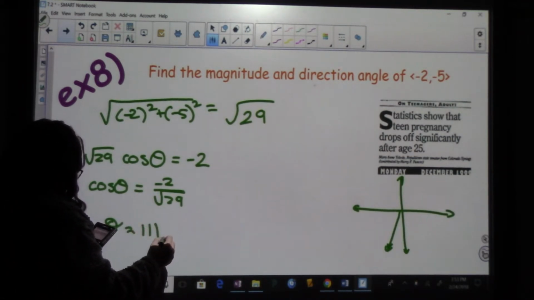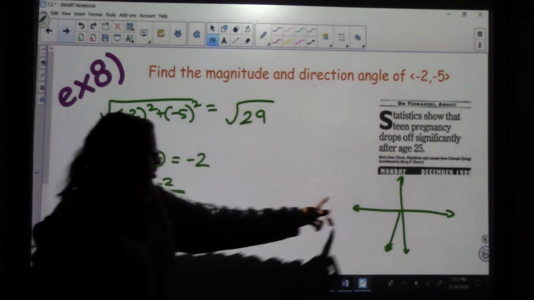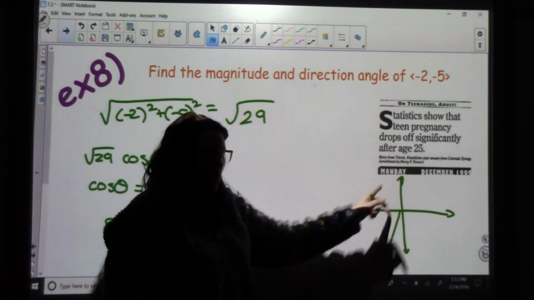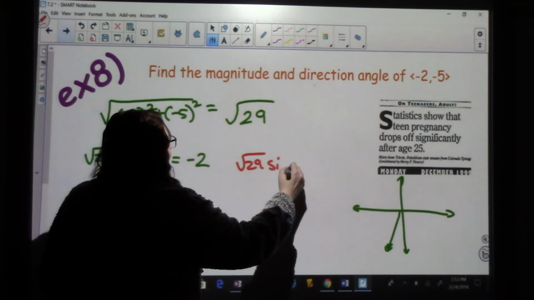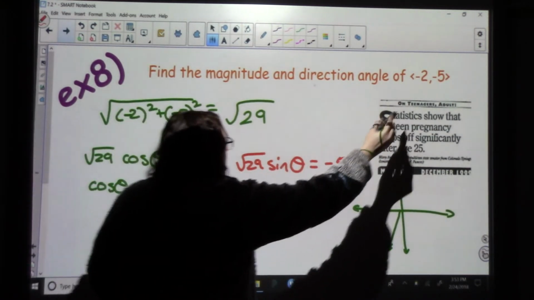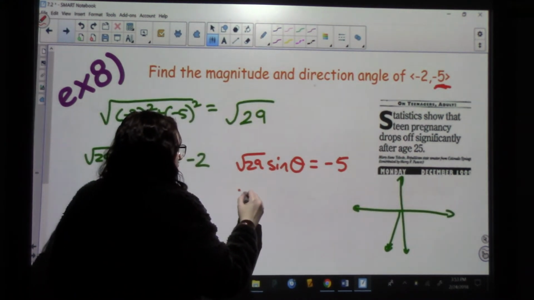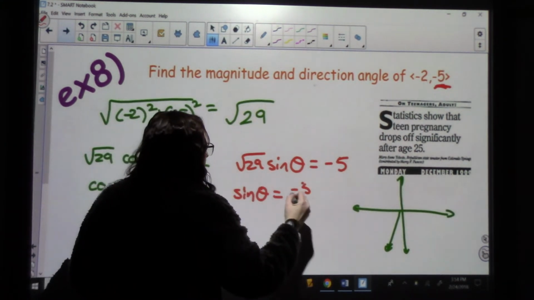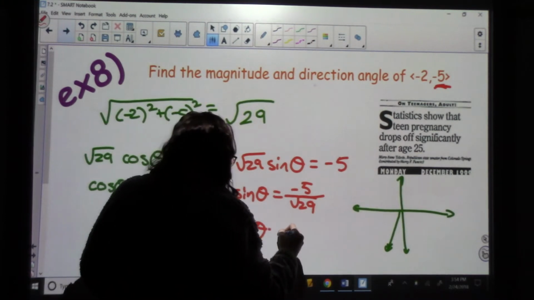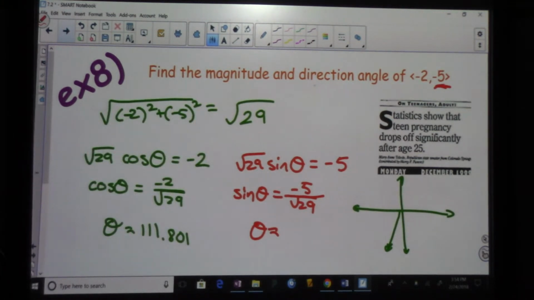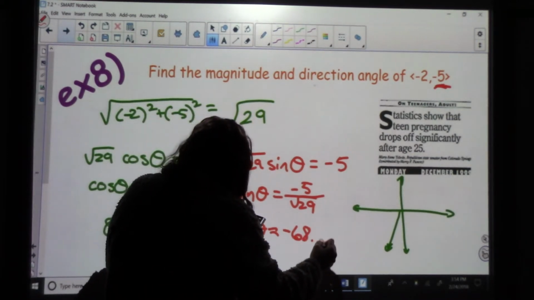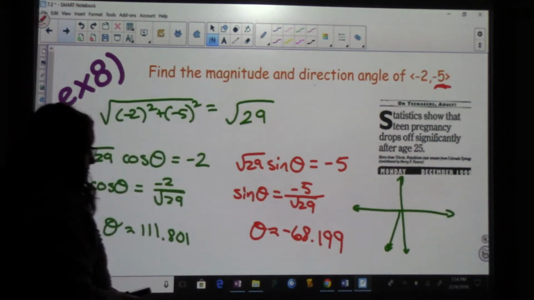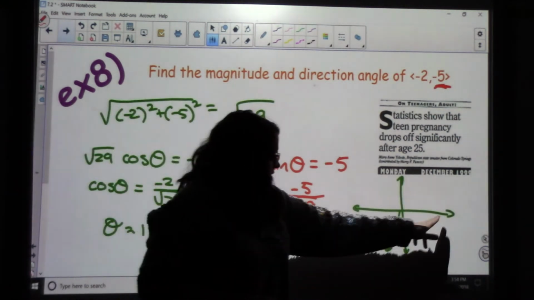I get 111.801, which is in quadrant 2. Okay, not what I want. Let's do sine. So square root of 29 sine theta is negative 5, right? My j component. So sine of theta is negative 5 over square root of 29. Let's find sine inverse, negative 5 over square root of 29. I get negative 68.199, which is in this quadrant, not what I want either.